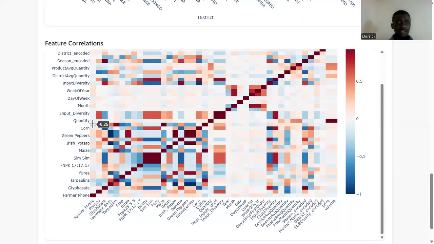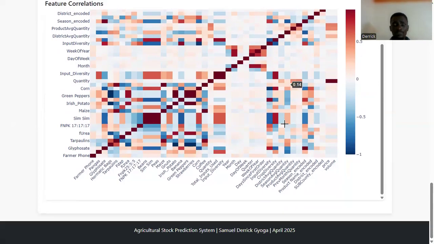So you can see that it is a negative 0.25, so you may find that very few farmers may have ordered corn and something like that. So this is also very important. You need to understand how different features interact with each other to know the feature dependency, whether it is a negative correlation or positive correlation, such that we may know that this feature is important for this.